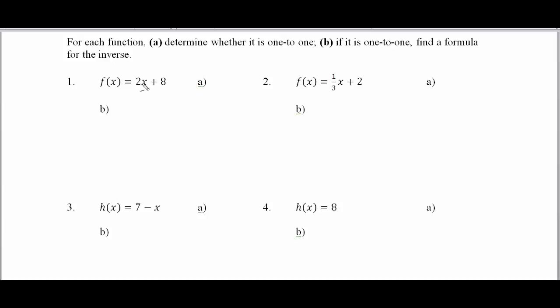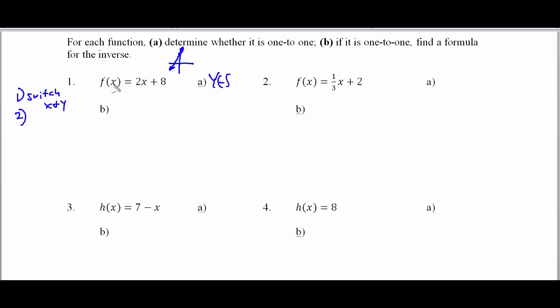So this is going to be the function 2x plus 8, and if I graph this, because part A says determine whether it's 1 to 1, it would have a y-intercept of 8 and a slope of up 2 and over 1, so it would look like this. And that, my friends, is definitely going to pass the horizontal line test, so yes, it is 1 to 1. Now, if it is 1 to 1, find a formula for the inverse, and this is a two-step operation. The first thing you do is switch x and y.